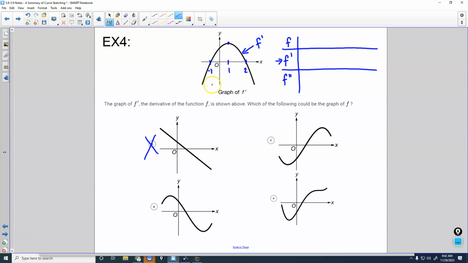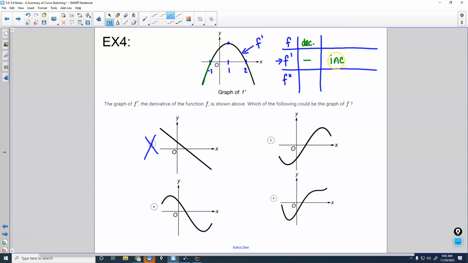So if I look at this section, in this section, f prime is negative and increasing, right? In that section that I'm looking at right there. Negative and increasing. What does the fact that it is below the x-axis, that it is negative, tell me about f of x? It's decreasing. Decreasing. Right? What does the fact that f prime is increasing tell me?